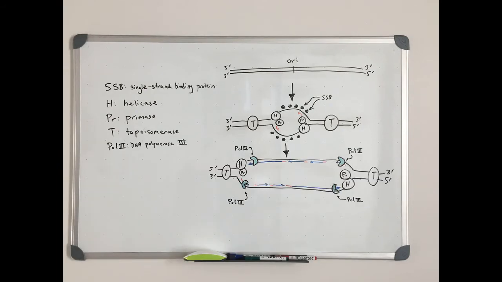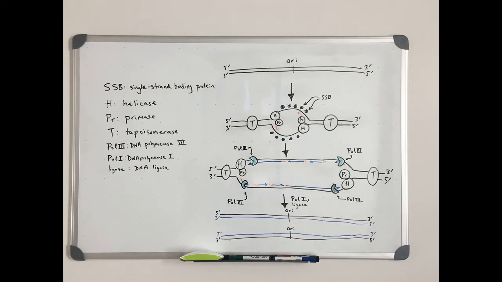As the replication bubble then expands with replication forks moving outwards, DNA polymerase III replicates DNA in leading and lagging strands, with synthesis being continuous in the leading strand and discontinuous in the lagging strand, resulting in Okazaki fragments. To complete replication, DNA polymerase I replaces the RNA primers with DNA sequence, and DNA ligase joins Okazaki fragments together.